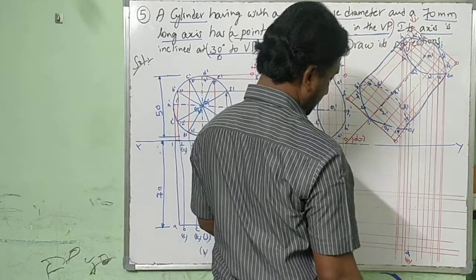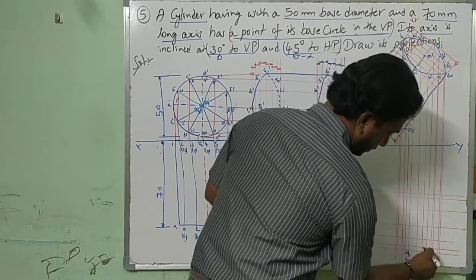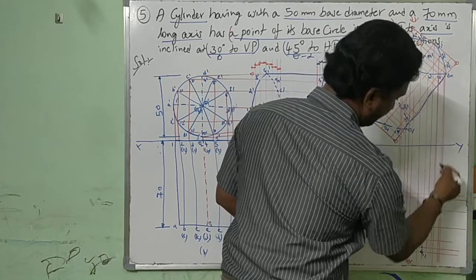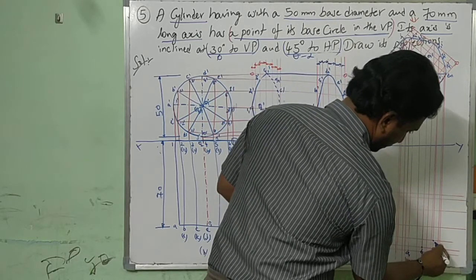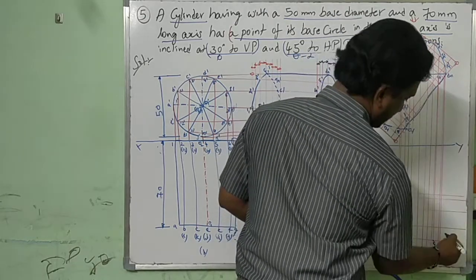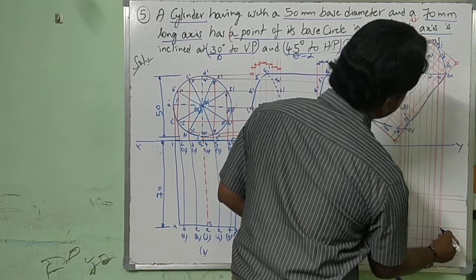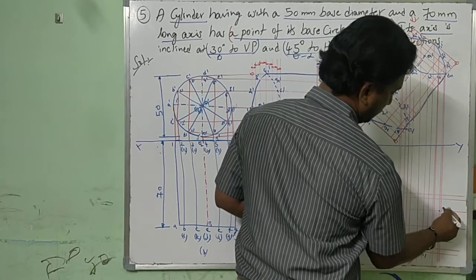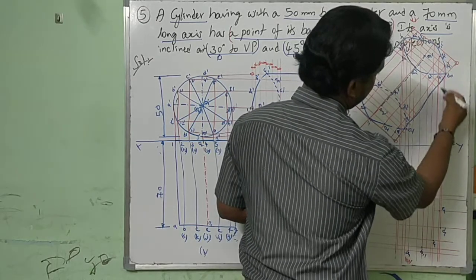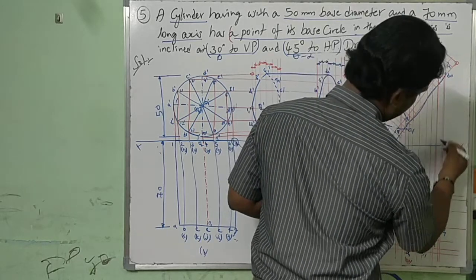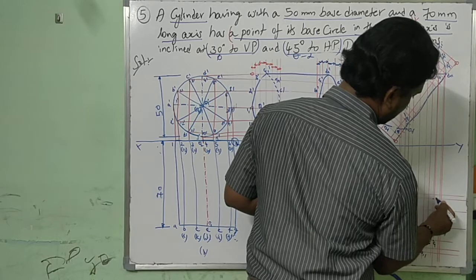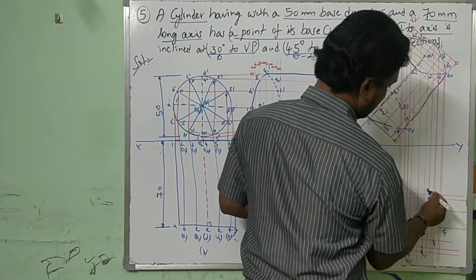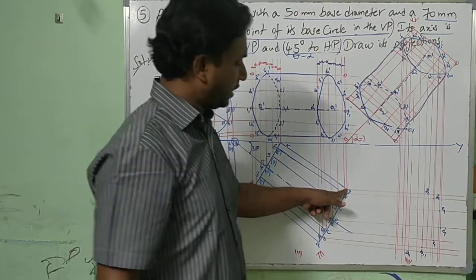A1, B, B1, C, C1, D, D1, E, E1, F, F1, G, G1. I am just picking the points on different lines.